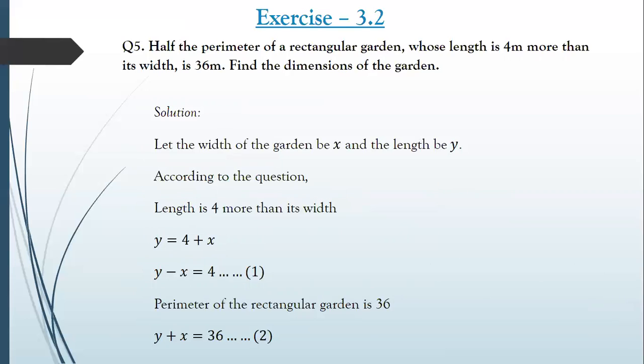Now moving on to the word problem, question number 5. Half the perimeter of a rectangular garden whose length is 4 meter more than its width is 36 meter. Find the dimensions of the garden.